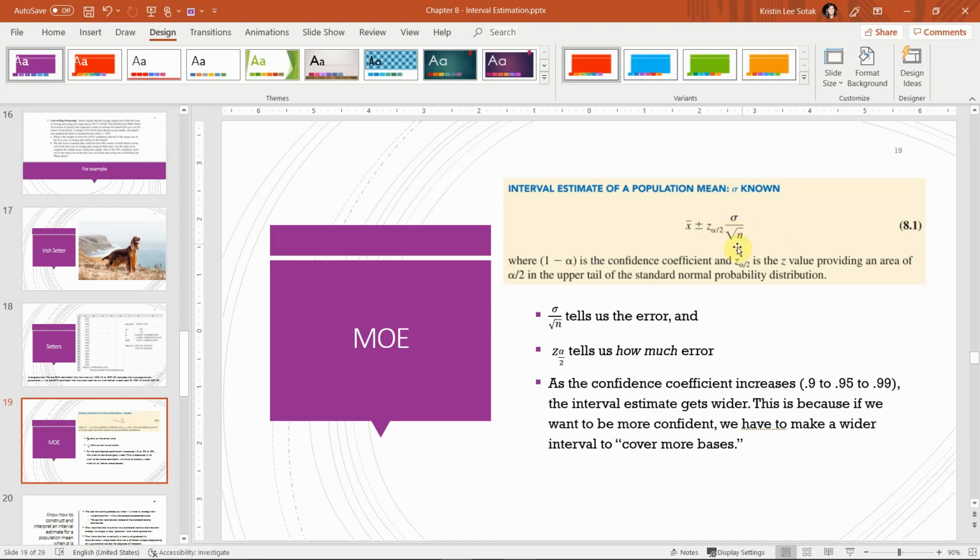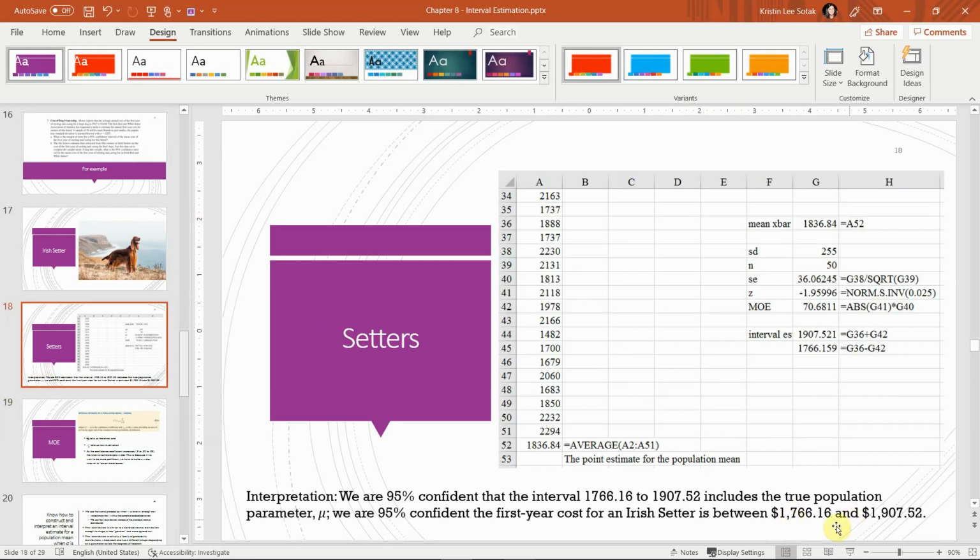So the larger your sample size and the smaller the variability, the standard deviation of your population, this number will be smaller. So consequently, your interval estimate will get smaller. The smaller the margin of error, the smaller your interval estimate, which ideally is what you want. You want to be able to say, not only are we 95% certain that the true population parameter is in there, but we also want to make it a narrow estimate. Looking at the dog example here, if we can say it's between almost $1,800 and $1,900, that gives us a good idea.